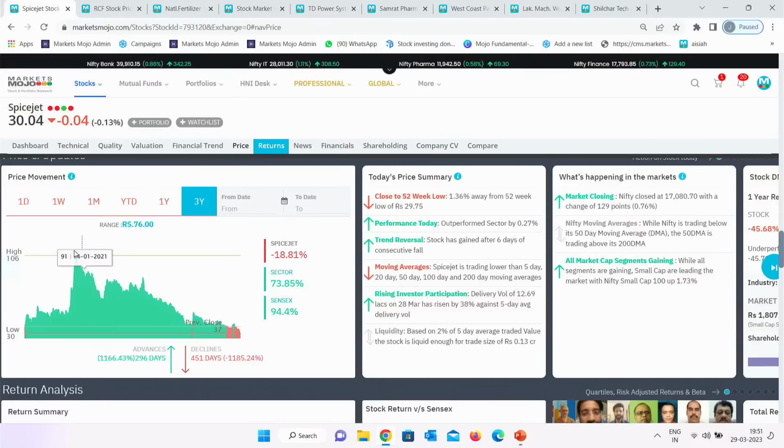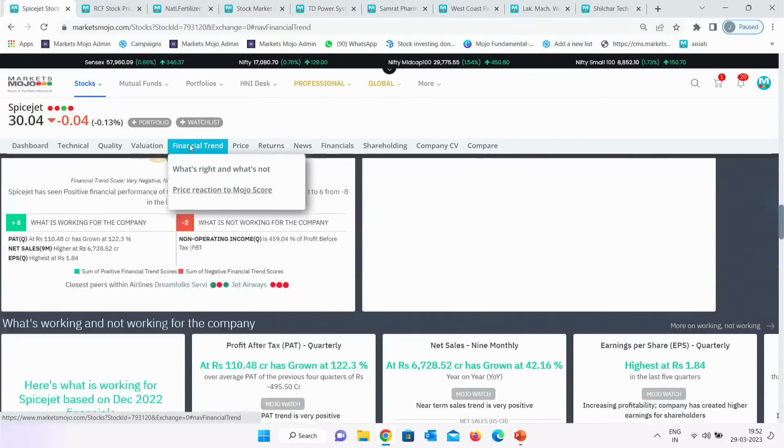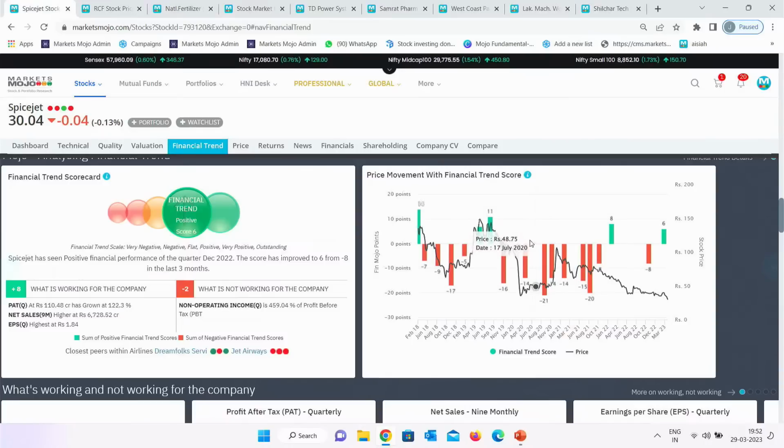Okay, so you can look at how cheap it has become from its past high of 106, it's come to 30. Now, if you just look at the price, you will say, you know what, what a value buy. Should I buy this company? Let's look at the financials. This is the financial trend. You can see it's a pure value trap.